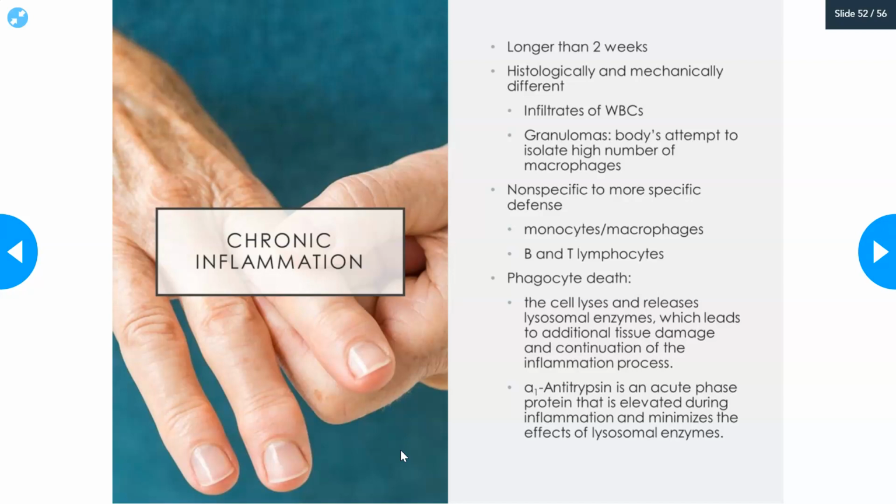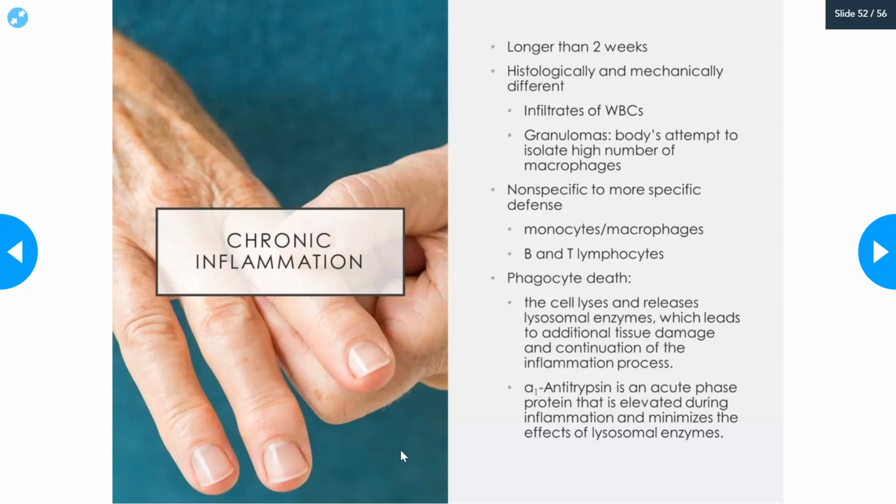And then you will also see phagocyte death because this is going on for longer than 2 weeks. So the cell lyses and releases lysosomal enzymes that can lead to additional tissue damage and the continuation of the inflammation process. So as the macrophages die and release those enzymes, if those enzymes aren't neutralized, then it will damage the lungs in this case, in this patient's case, if the inflammation continues, if the pneumonia continues.